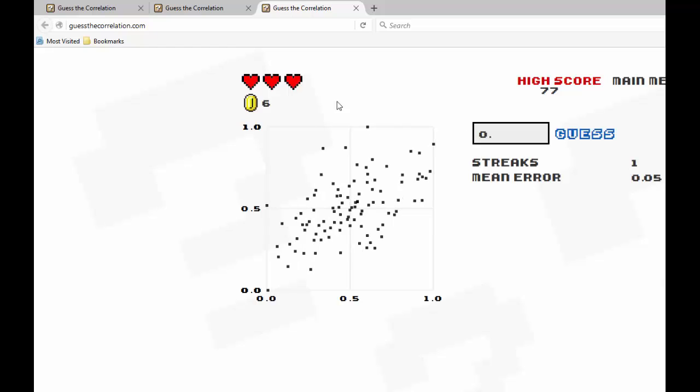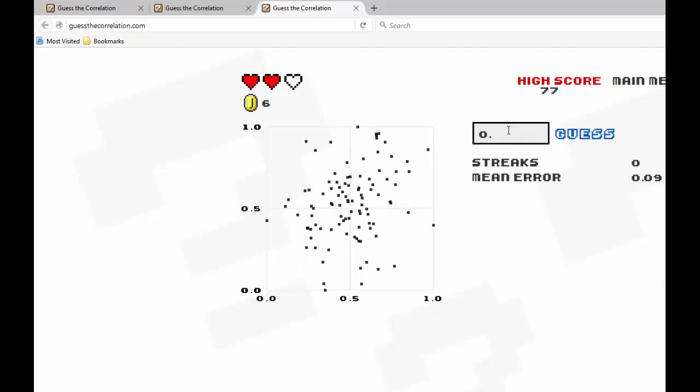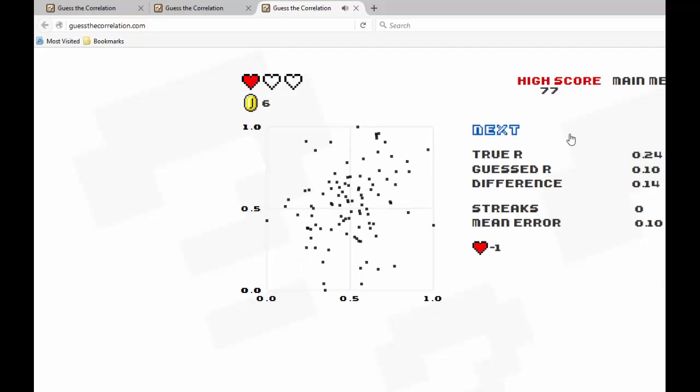All right, let's try another one. As this goes on, you see that you get points, and when you get a streak, you get even more points. Now this looks more like, I don't know, 0.4 to me. Let's see what we get. Okay, so I lost a heart and maybe a couple of points because I was off by just enough. So let's do one more, and this is probably almost 0. Let's put 0.1. Oh wow, it was 0.24.